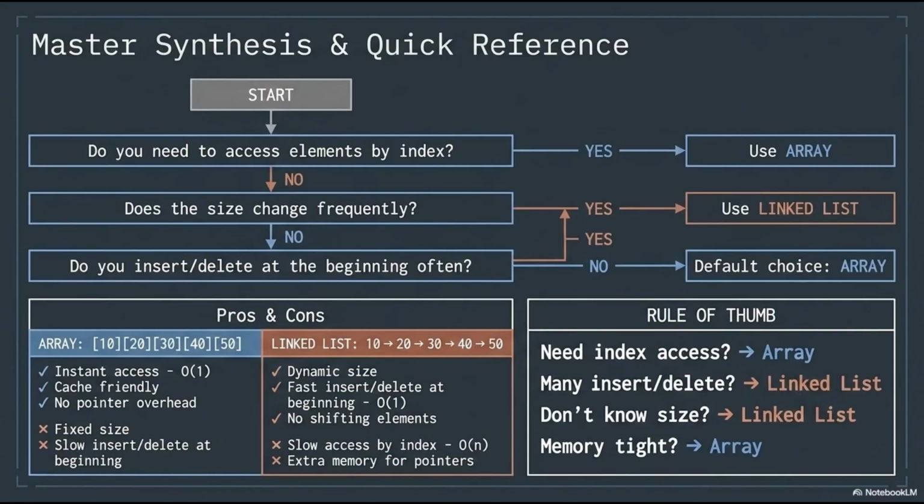To make it dead simple, let's walk through this final rule of thumb flowchart. Ask yourself, do you need instant access by an index number, or is your system's memory extremely tight? If yes, use an array. Do you have absolutely no idea what the final size of your data will be, or do you have a ton of insert and delete operations happening constantly? If yes, use a linked list. It really just comes down to mapping the physical constraints of the data structure to the functional requirements of your software.